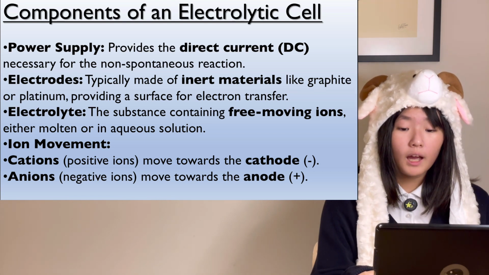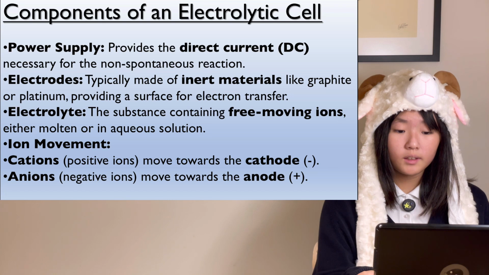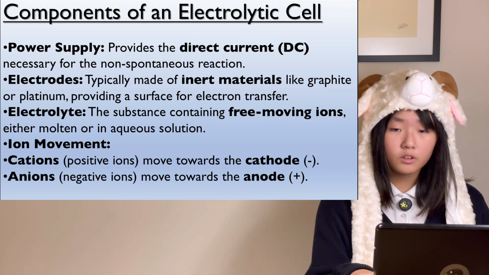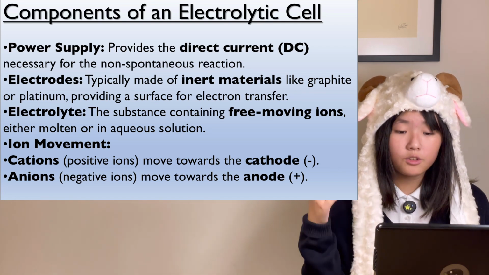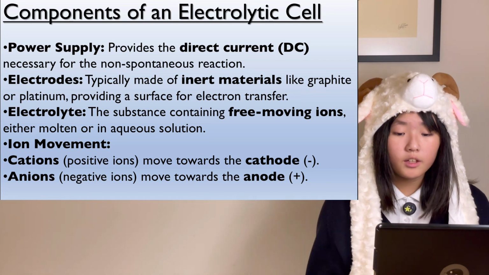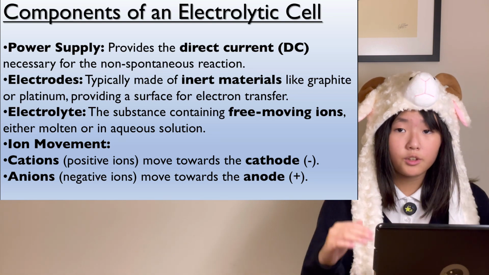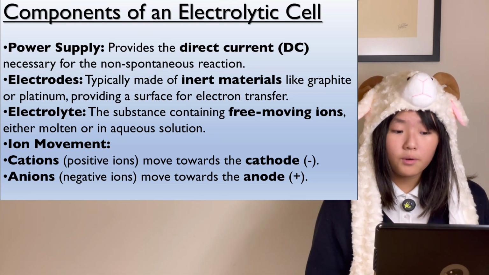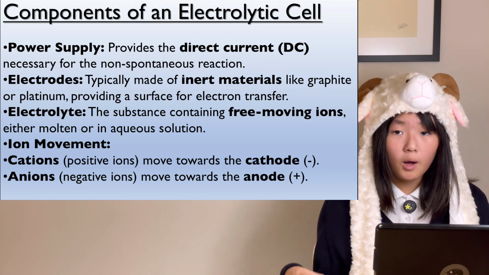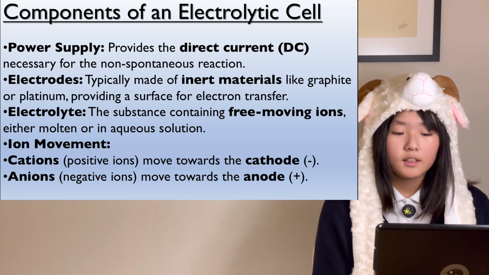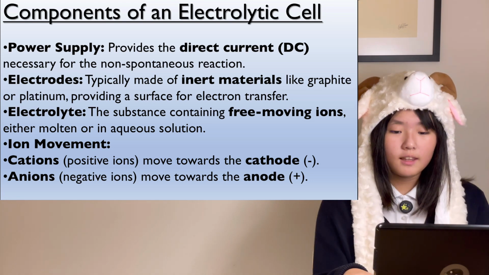Even though the cathode is the negative electrode and the anode is the positive electrode, they are called these names because it is easier for you to remember. So the anions go to the anode and the cations go to the cathode. Even though the cations are positive, they go towards the negative electrode because opposite charges attract, and the same goes for anions and the anode.